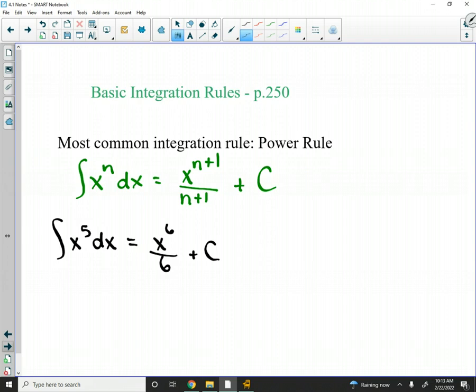So if you bring a 6 to the front, don't those 6's cancel? And then subtract 1 from the power, x to the 5th. So right now, we're kind of easing our way in. You can kind of check your answers. But when we integrate or antiderive, we add 1 to the power, divide by that new power, and remember our plus c.